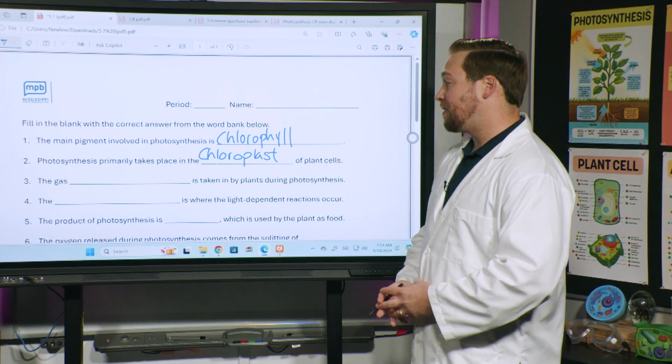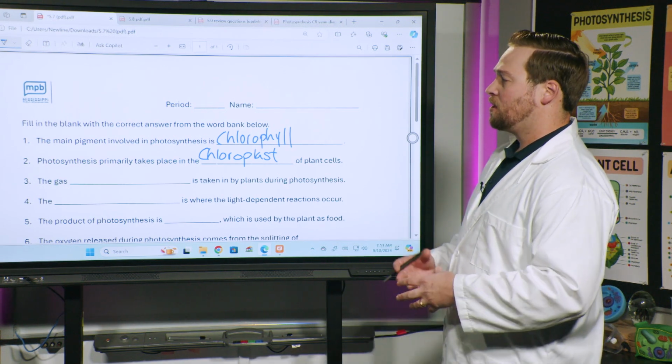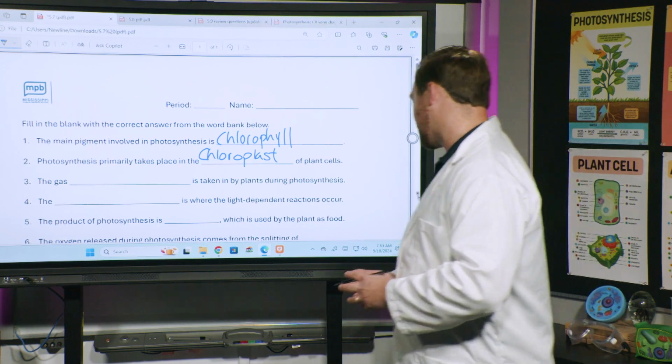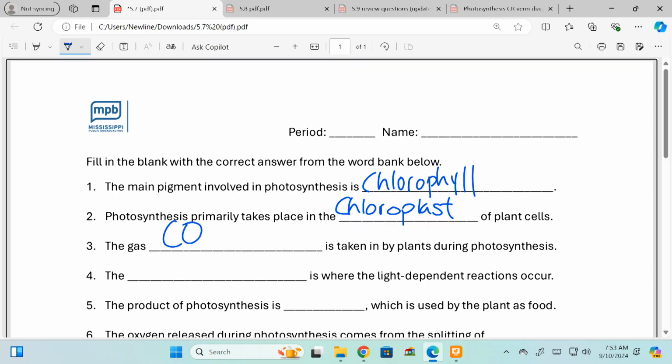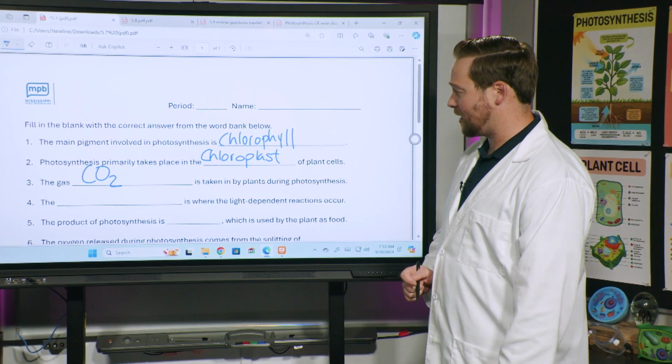Okay, number 3, the gas blank is taken in by plants during photosynthesis. So what do plants take in out of the atmosphere to do this whole process? Well, that's the carbon dioxide, okay? And I'm gonna write carbon dioxide as CO2. You might have the full word spelled out there, but they're the same thing, CO2 and carbon dioxide, okay?